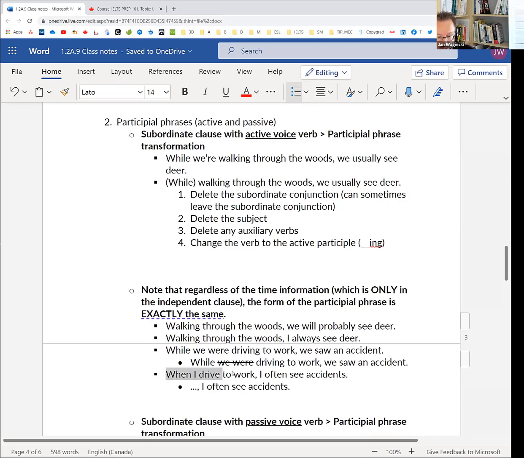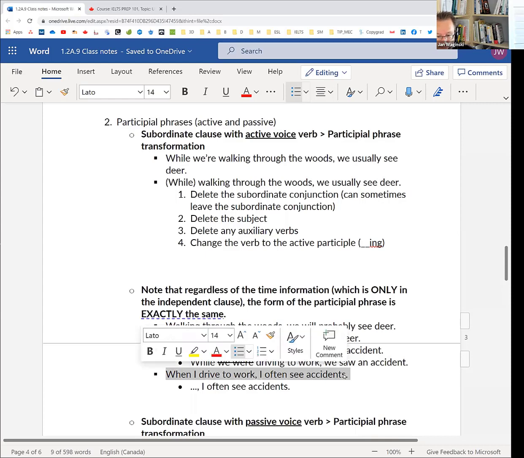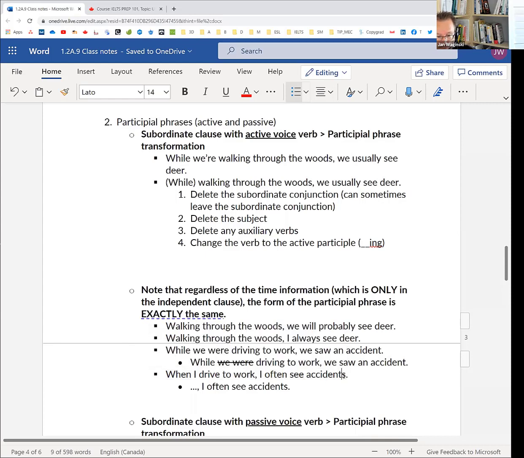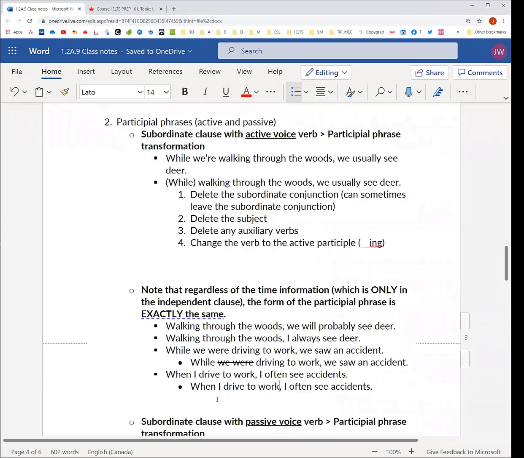Then here, when I drive to work, I often see accidents. Okay. Driving to. Okay, so how do we change this one? Driving to work. I often see accidents. Good. So when will be the subordinate conjunction? Yeah, and you can also remove the subject. And sorry? And we, the subject.